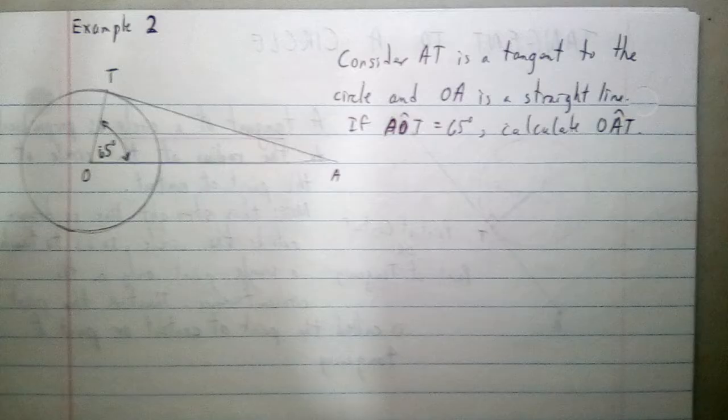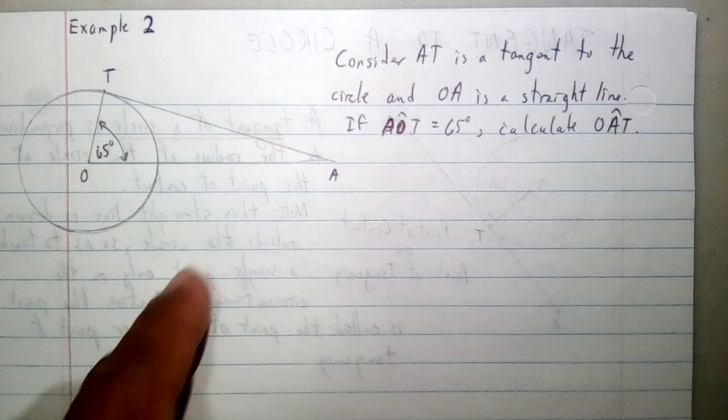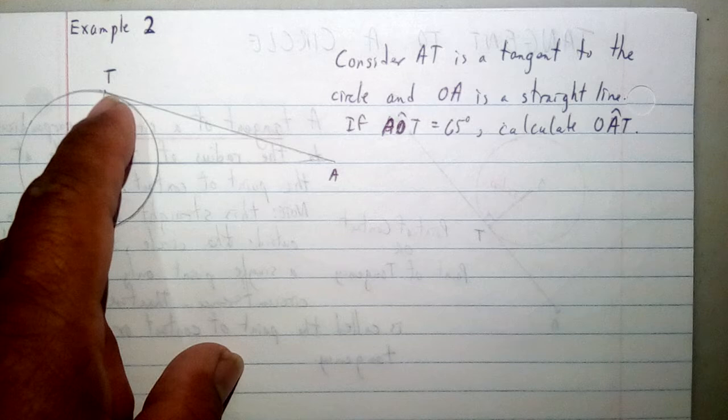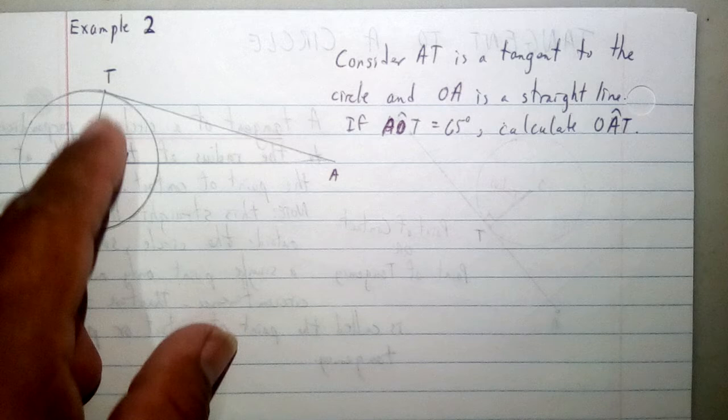Okay, so here we have example two. Here we have a circle. So let's analyze the diagram. We have a circle, we have a line from point A going to point T, where T is the point of tangency, because we know that that's true. This is the radius, and we know that once it contacts the radius tip, it must be a point of tangency. We know that the angle subtended here is equal to 65.